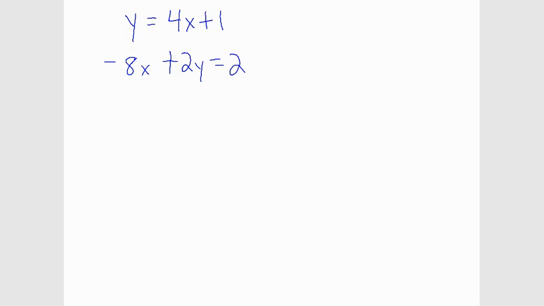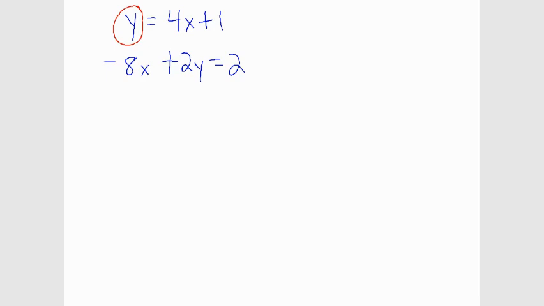Now I'm going to start with the second example from the last video because I think this is the optimal situation in which to use a substitution method. The reason why is because we have a variable in an equation. In this case, it's y. It doesn't have to be y, it could be x. We have y by itself with a coefficient of 1 on one side of the equation.